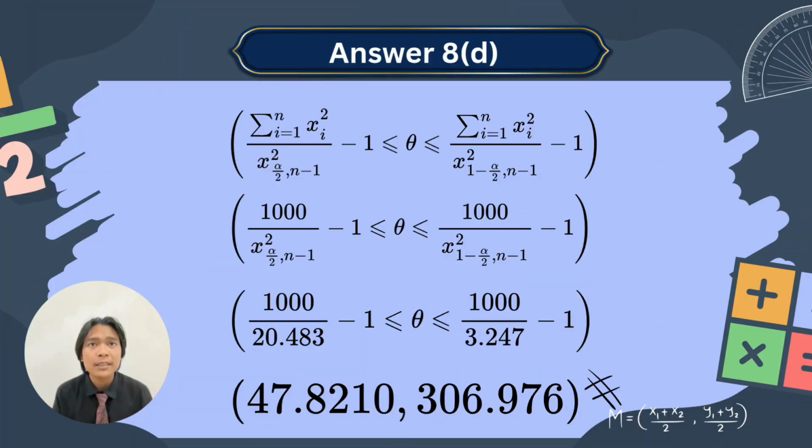From our answer in C, we need to substitute all the information given to us, which is sum of xi squared is equal to 1000, alpha is equal to 0.05 and n is equal to 10. After that, we need to look up our critical values in the chi-square table, which for the upper tail we will get 20.483 and for the lower tail we will get 3.247. After that, we need to simplify that and we will get 47.8210 and 306.976 for our final answer.